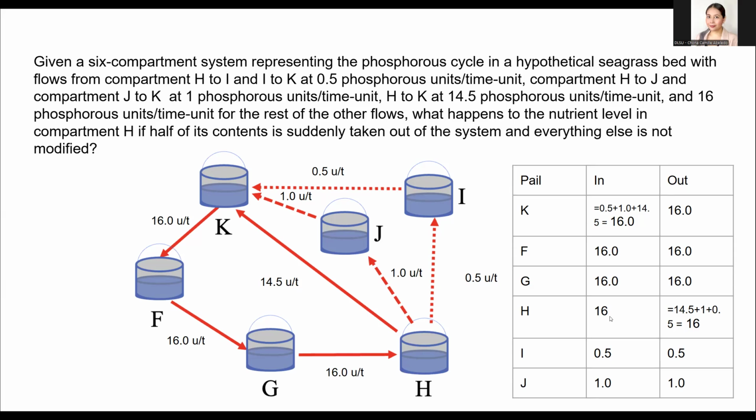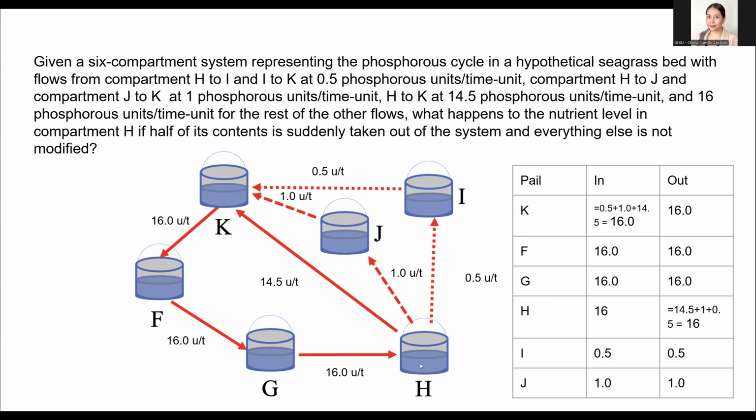For H, you might need to do a little bit more addition. It's receiving 16 units from compartment G, but it's giving out 14.5 to compartment K, 1 to compartment J, and 0.5 to compartment I. So all in all, you still have 16 and 16. For compartment I, it's receiving 0.5 from compartment H, and it's giving out 0.5 to compartment K. For J, it's receiving 1 from compartment H and giving out 1 to compartment K. So almost always you look at what's coming in and what's coming out to see if there's a balance.